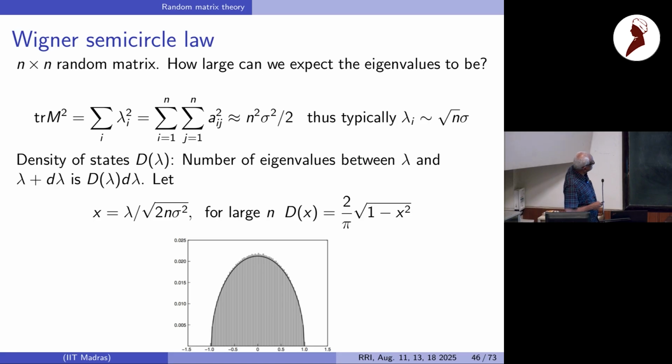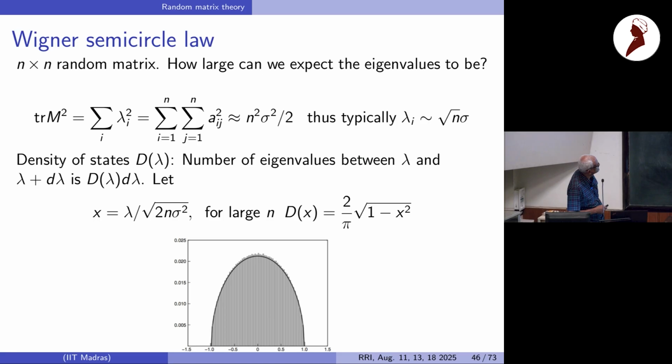You can easily see why the eigenvalues... Let's do this. Trace M squared is the sum of the eigenvalues squared. In terms of the matrix elements, it's the sum of the squares of the matrix elements. Now we know how each of them is distributed. It's a normal distribution. So it's approximately, you can figure this out, N is the dimension, small n is the dimension, there it was large N. So it's going as n squared sigma squared.